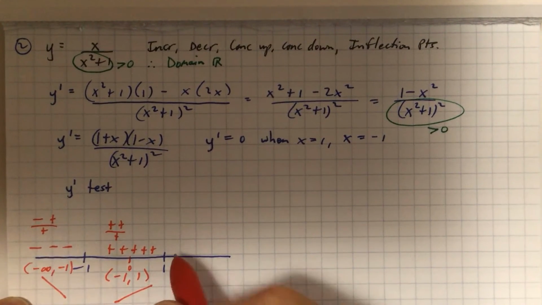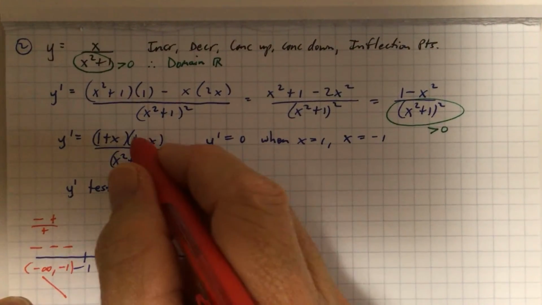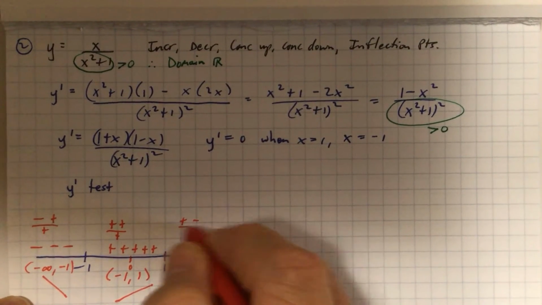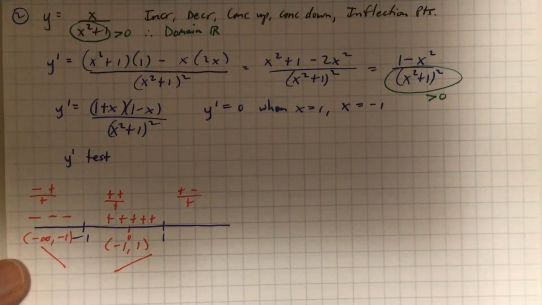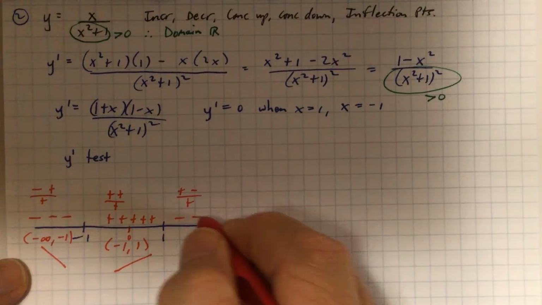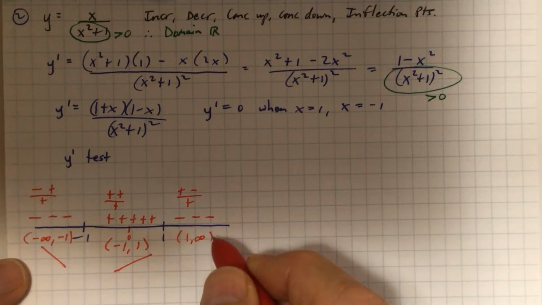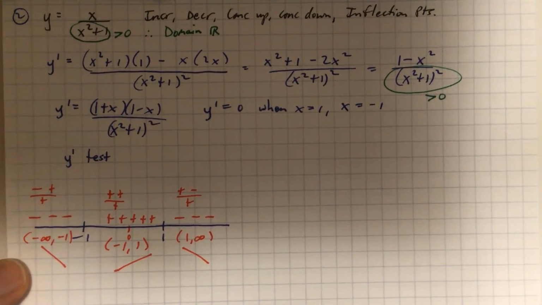And then when x is greater than 1, we have 1 plus x is positive, 1 minus a number bigger than 1, 1 minus 10, that's a negative number. Divided by that denominator, it's always positive. And therefore the derivative is always negative from 1 to infinity. The derivative is negative, therefore the function y is decreasing.